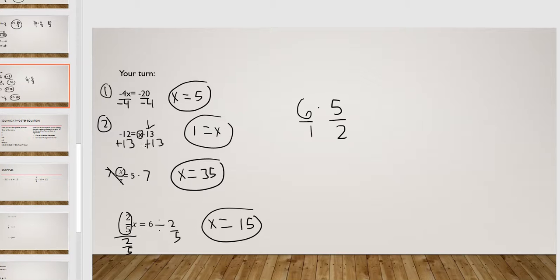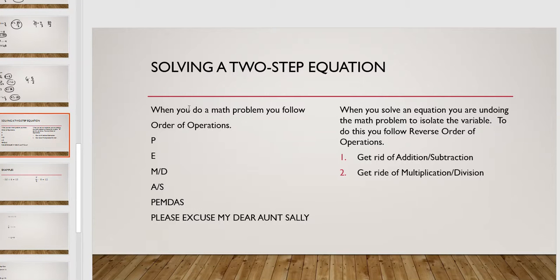Okay, so that is one-step equations. The next part of your test is solving a two-step equation. So when you solve a two-step equation, there are going to be two things that you need to get rid of in order to get the variable all by itself. And when you do a math problem, you always follow the order of operations. So you always do parentheses, then you take care of evaluating the exponents, then you do multiplications and divisions, working left to right, then you do additions and subtractions, working left to right.